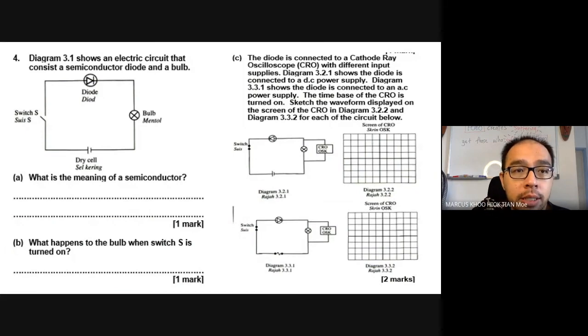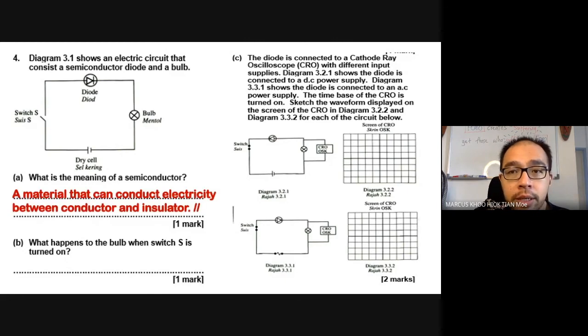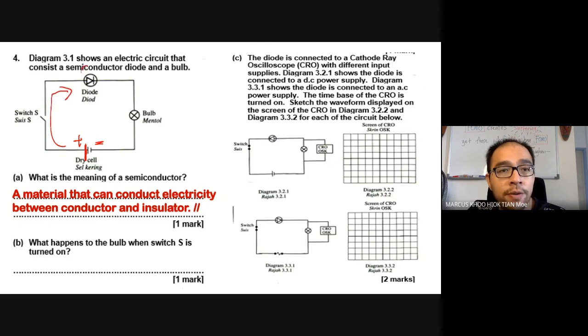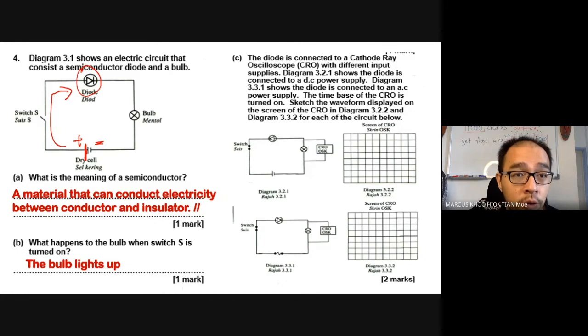Okay, semiconductor, this one. What is the meaning of semiconductor? The same thing, okay, material. What happens to the light bulb when the switch S is turned on? When the switch S is turned on, let's take a look. The dry cell here is positive and here is negative because this leg is longer. So it's going to flow over here. So obviously this is forward bias, so the current is going to flow and the bulb will light up.